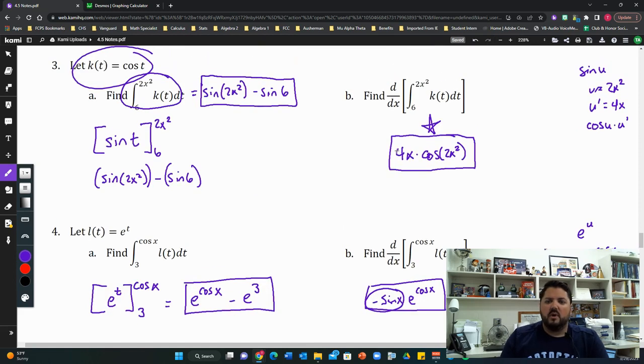Up here, 2x squared did become the input instead of t. Now there's 2x squared there. But then we also, again, had that extra 4x. Well, the significance of both of those extra factors is it was the u prime of our u when we went through this process. So that is the big takeaway.